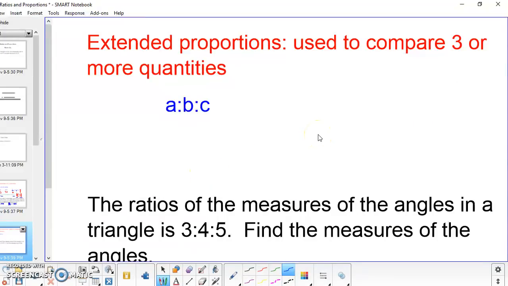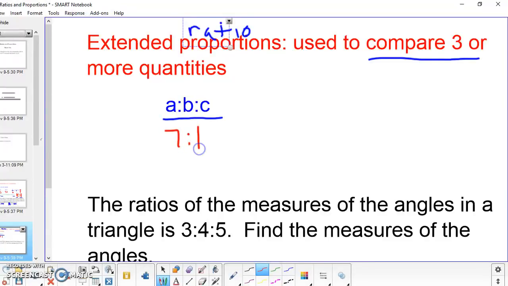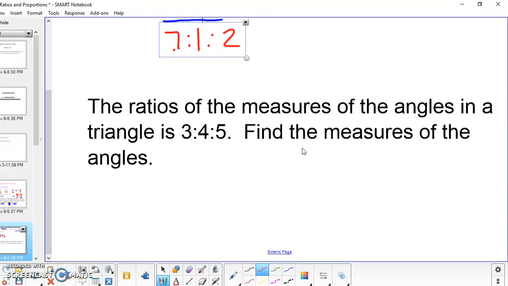You can compare more than two numbers. Extended ratios are used to compare 3 or more things. So now we have A to B to C. If we had 3 people talking in that bad dates video, it might be 7 to 1 to 2. So he spoke 7, she spoke 1, and the waiter spoke 2. So you can compare as many different things as you want. A lot of times you'll see 3 numbers, particularly in triangles, because triangles have 3 sides, they have 3 angles.